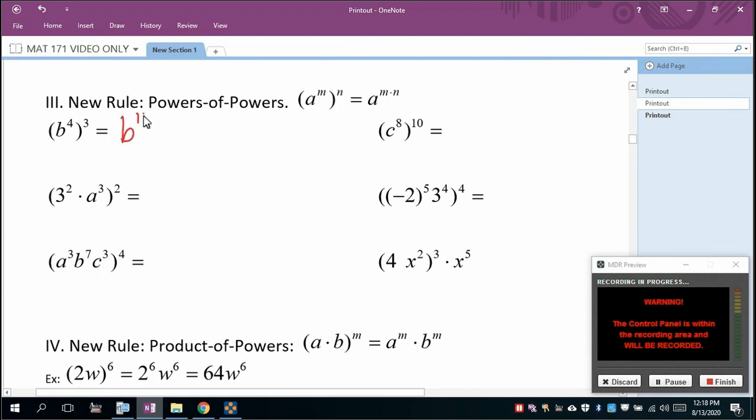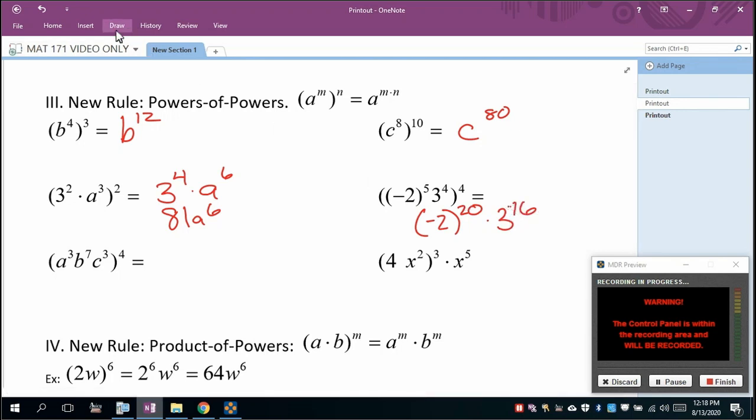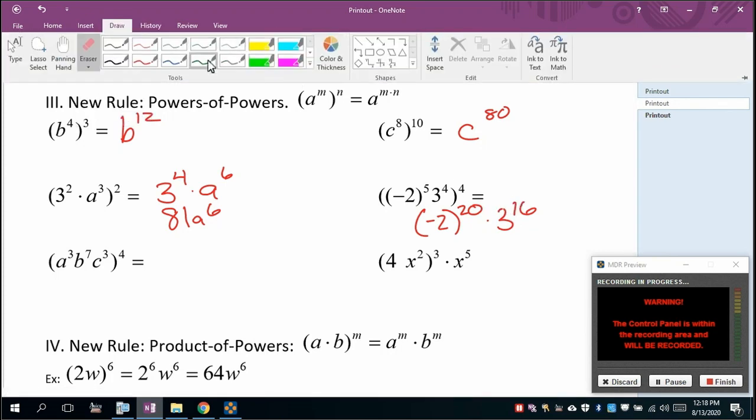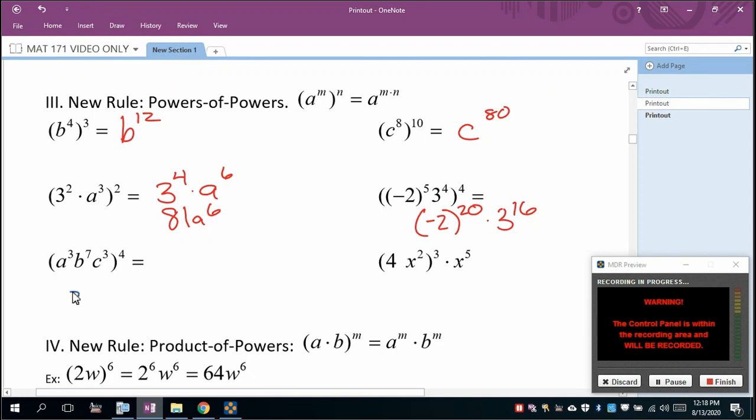So for this, we would get b to the 12th, c to the 80th. Now for this one, we would have 3 to the 4th times a to the 6th. I would accept either one, but you probably should know that 3 to the 4th is 81, a to the 6th. So for this, you'd have negative 2 to the 20th times 3 to the 16th. And make sure that's positive 16. And again, you probably don't want to know what that numerically would be. You have a to the 12th, b to the 28th, and c to the 12th.